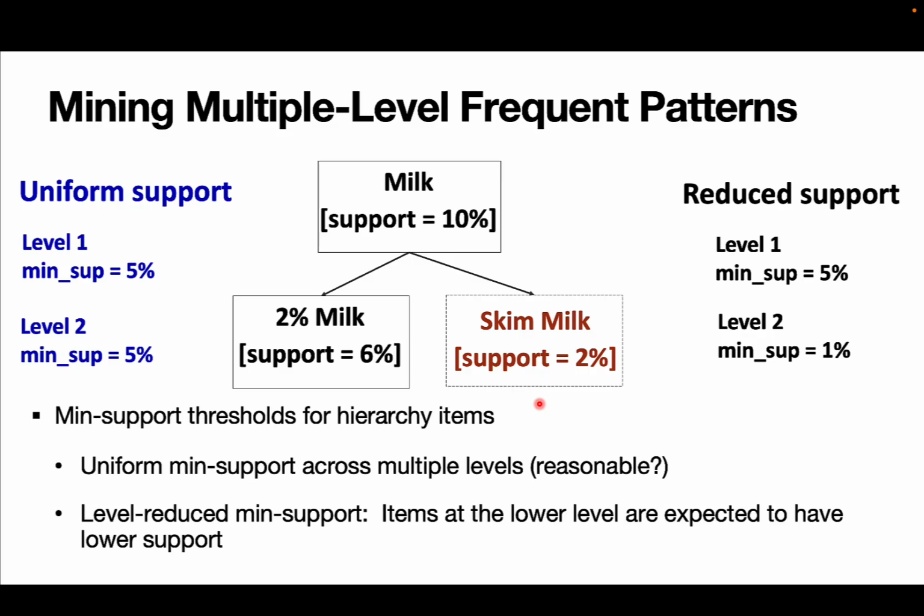So here is the key issue. Using the same minimum support across all levels, also called uniform support, means we only capture broad patterns. In other words, detailed patterns at lower levels are ignored because their support is naturally small. To address this problem, we introduce a level-reduced minimum support, like level 1, 5%, level 2, 1%. We don't lose potentially useful patterns at finer levels.